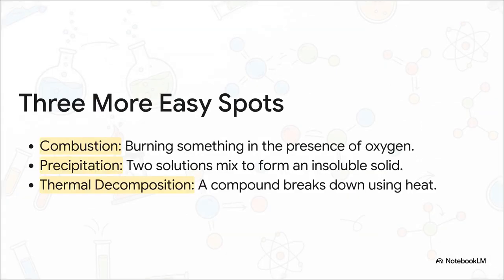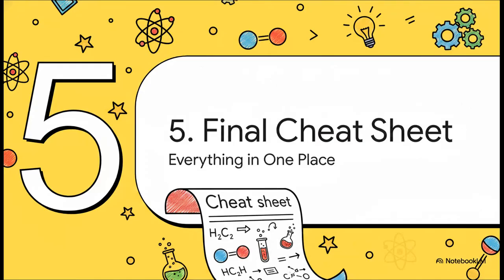And here are three more easy ones. You see something burning with oxygen? That's combustion. You mix two clear solutions, and suddenly a solid appears out of nowhere? That's precipitation. And if you see that little triangle symbol over the reaction arrow, that means heat is being used to break a compound down, which is thermal decomposition. Simple, right?